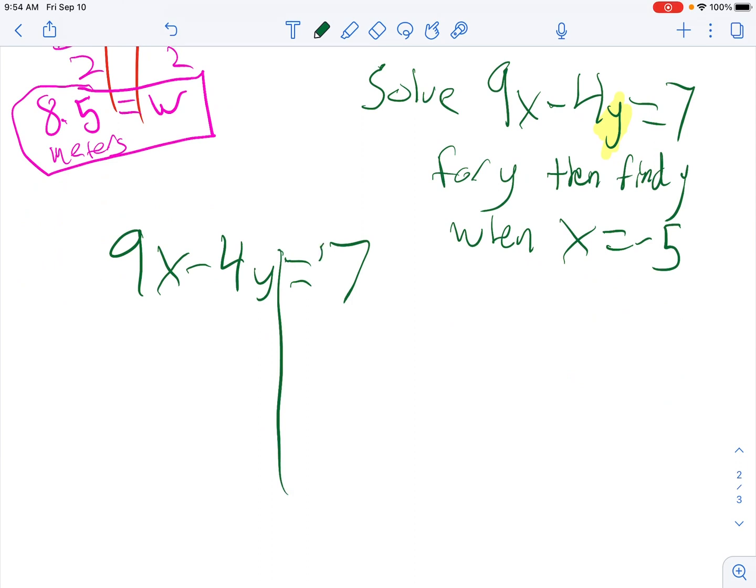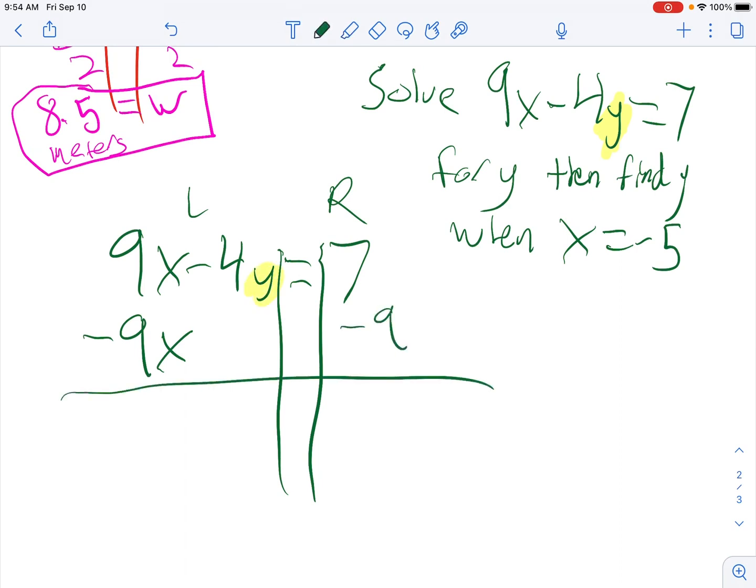So I'm going to write my equation over here. 9x minus 4y equals 7. I'm going to work PEMDAS backwards, okay? So again, I have a positive 9x here. So the first thing on the left side that I'm going to do is get rid of this positive 9x because my goal is to get y by itself. And I'm going to subtract it over here as well.